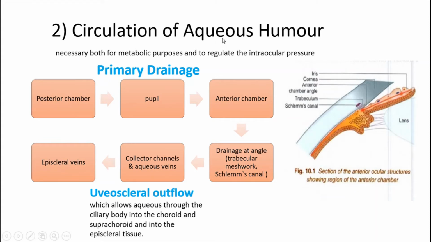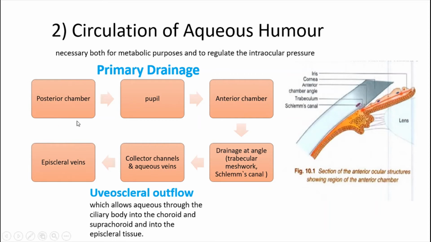Now why is this necessary? It is necessary for both metabolic purposes and to regulate the intraocular pressure. Do you know the non-vascular tissues, that is your cornea and lens, they depend on the aqueous humor for their nutrition because they do not have any blood supply of their own, right? So once this is formed, how is it drained?